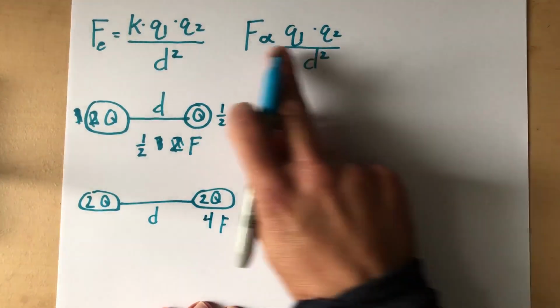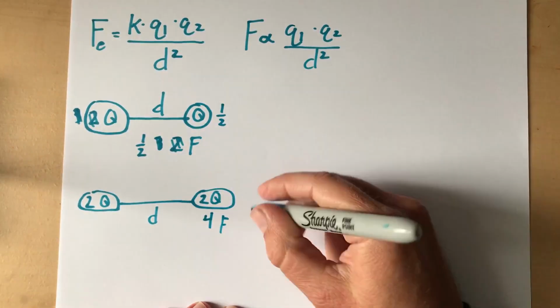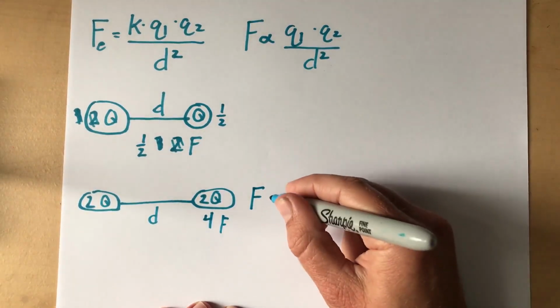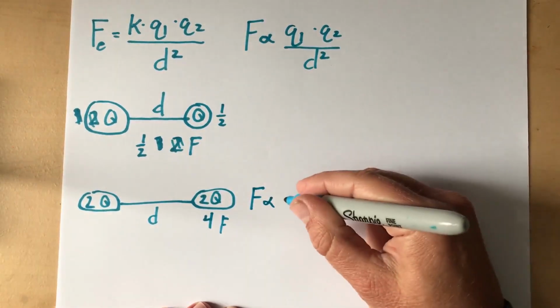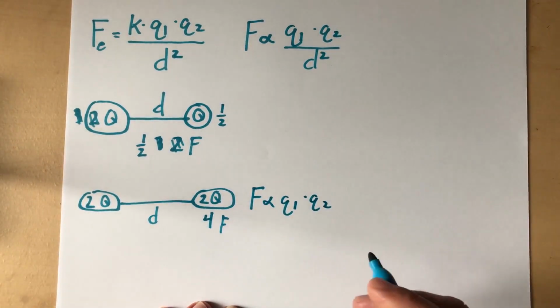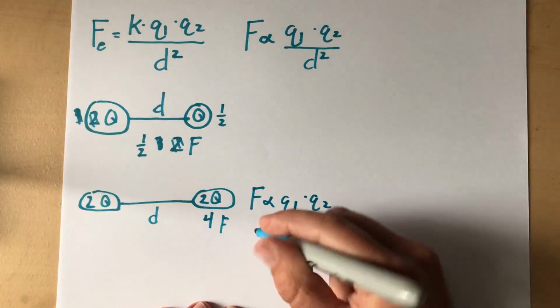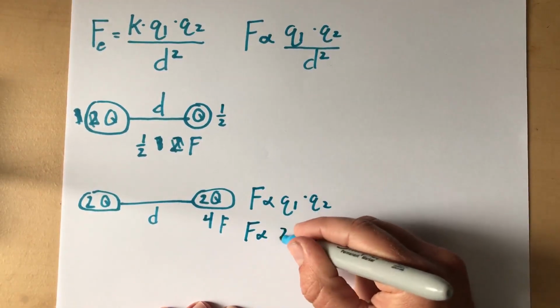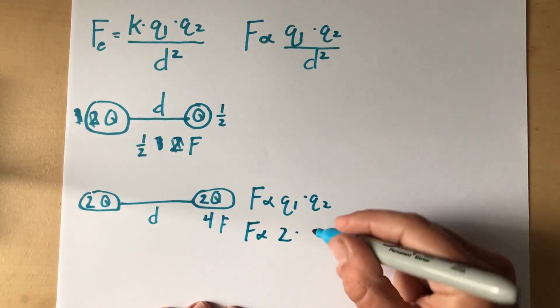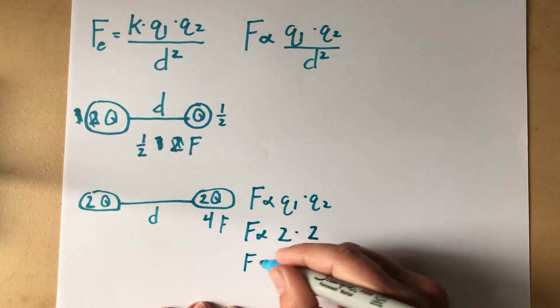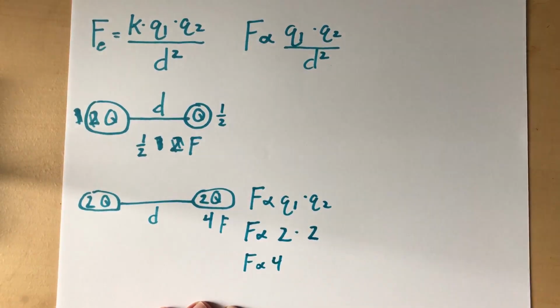A way to sort of look at it is take this equation up here. You can ignore anything that you're not changing. So in this case, we're not changing the distance, so we'll just say force is proportional to charge 1 times charge 2. And then we plug in for these two charges what we are doing to them. So since we doubled charge 1, we'll put a 2 in for that, and we doubled charge 2, so we'll put a 2 in for that. 2 times 2 is 4, so we should have 4 times the force.